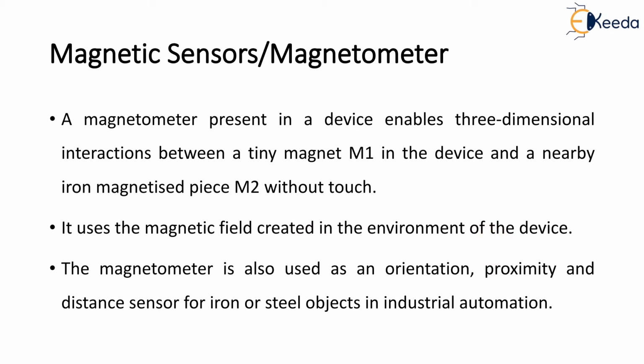So the magnetometer is also used as an orientation, proximity and distance sensor for iron or steel objects in industrial automation. One application identifies the presence of iron or steel objects and switches off the phone upon detection. Another application monitors the changes in magnetic fields of M1 and identifies the gestures of the user.